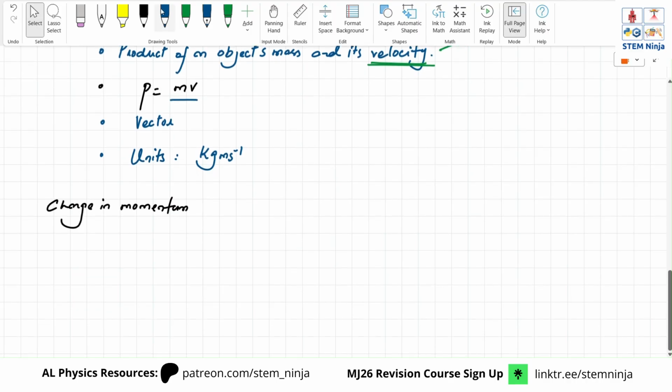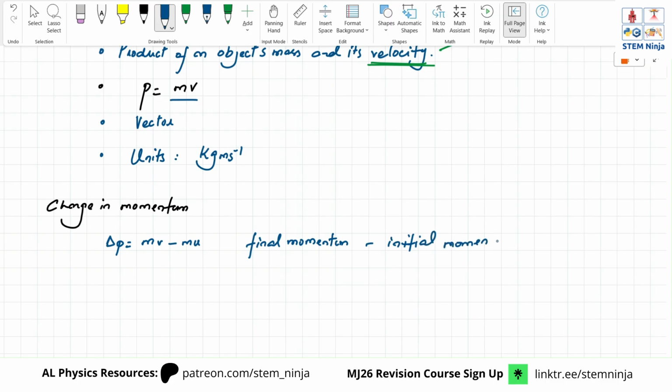Right? So change in momentum will have the same units, but since we are assuming mass is constant, this is going to be mv minus mu. Basically final momentum minus initial momentum. This also simplifies to mass times v minus u, which could translate into mass times change in velocity.